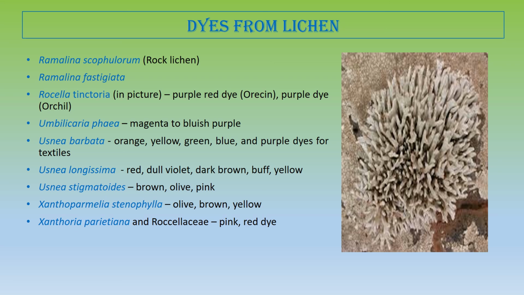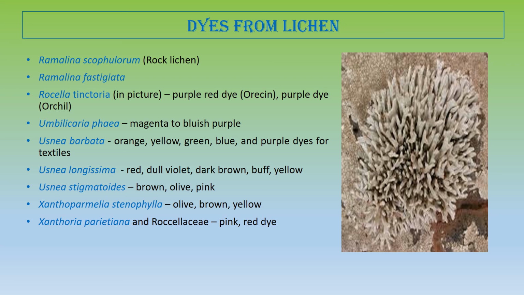Next is the Xanthoparmelia. Xanthoparmelia is a very special type of lichen because it is very tolerant to heavy metal pollution, all the species of Xanthoparmelia, and also they are tolerant to dry conditions. So here we see Xanthoria parietina. This Xanthoria parietina is generally found growing on fence posts, on stone walls, and even in any undisturbed region in the urban area also. Lavender, pink and red dye is obtained from it.